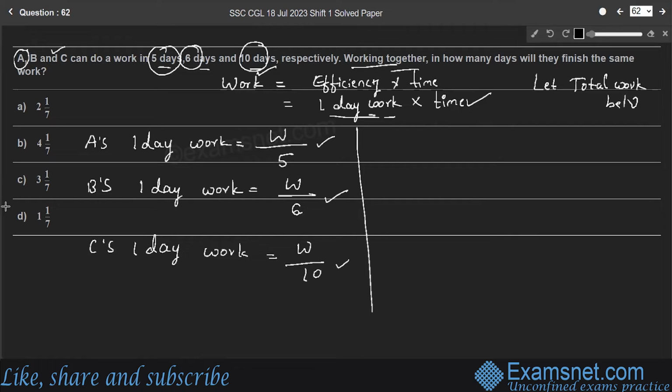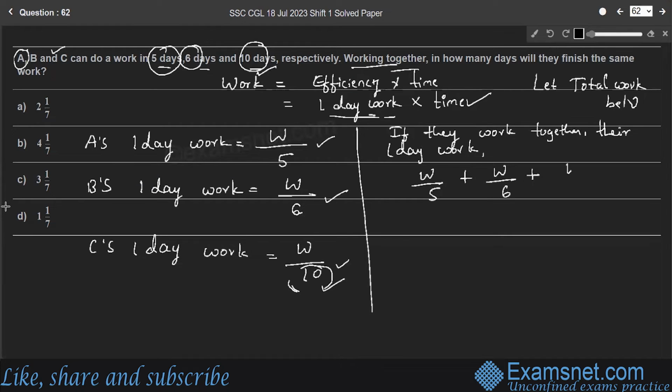Here the second part of the question is, if they work together, what is their one day work? Let us find their one day work. The denominator shows the number of days they are going to take to complete the total work, right? So if they work together, their one day work becomes one day work of A, which is W by 5, plus one day work of B, W by 6, plus W by 10.